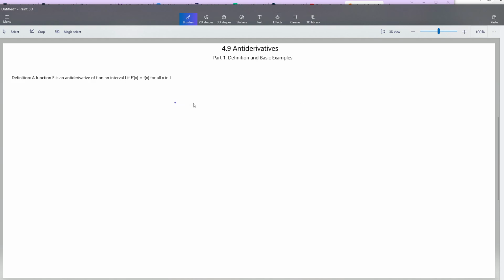Okay. Right, so this is our antiderivative. We're using big F for antiderivative and little f for the normal function, right? So if we're looking for an antiderivative, then we are looking for a function whose derivative we are given. Okay, so let's look at some basic examples here.